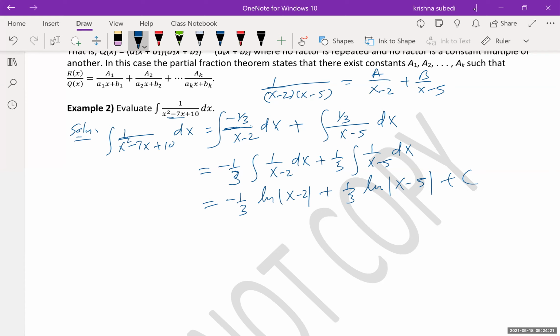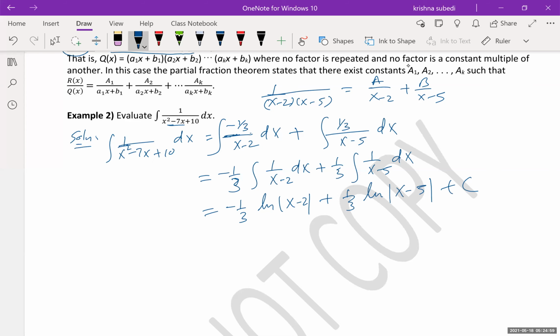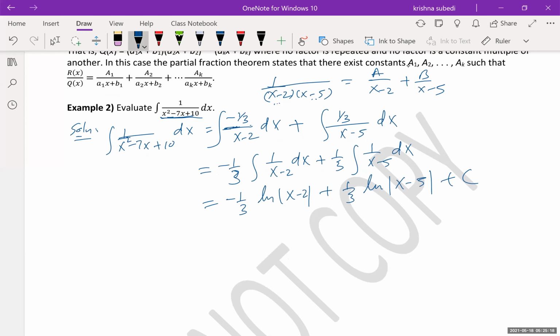Any question? So when the factors in the denominator are linear factors, then this is the process that we do. Okay, and life is not always that easy. Sometimes the factors in the denominator are not such easy linear factors. Sometimes they will be repeating factors.